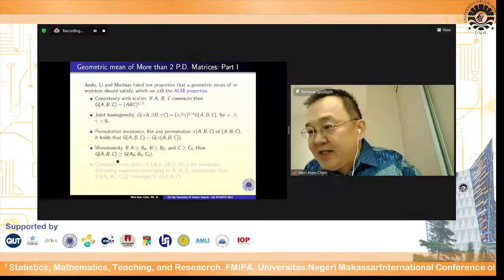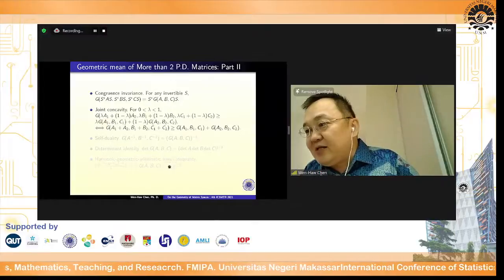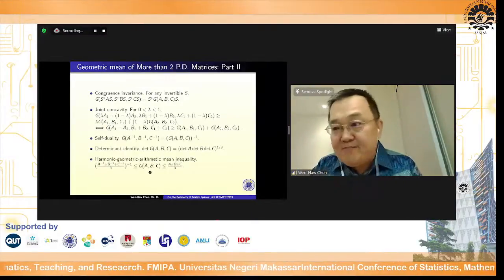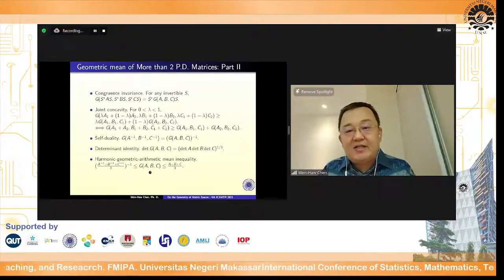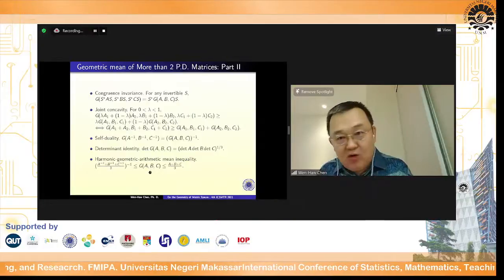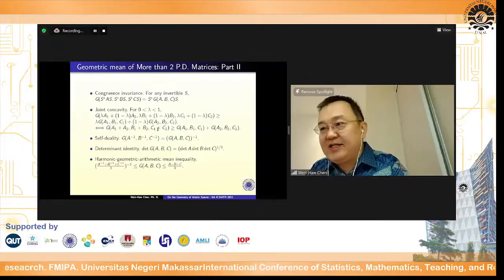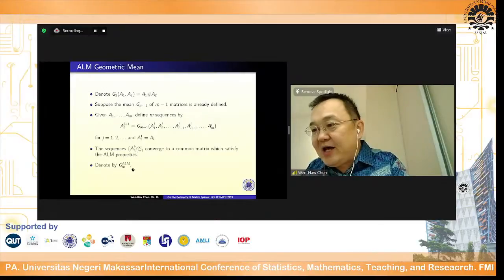So the lesser one is the harmonic, geometric, arithmetic mean inequalities, just like this. Now it's for three positive definite matrices. We know for positive numbers it is okay, but for matrices it's not so easy. So we can define this. So this means ALM.